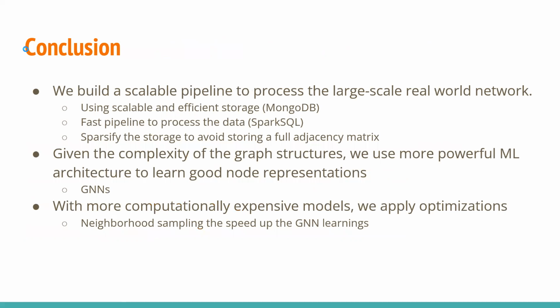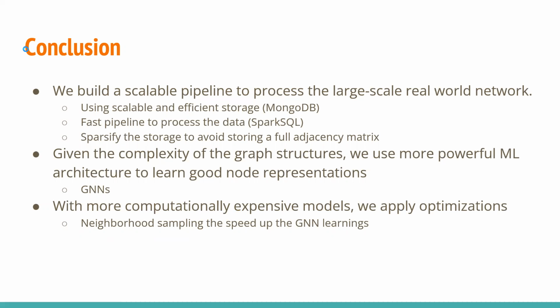In conclusion, given that the network data in real world can be very large scale, we build a scalable pipeline to process the data. We leverage MongoDB, a scalable storage system to store key value pairs, and SparseSQL, an efficient data processing framework to generate a sparse matrix representation to replace the full node adjacency matrix.